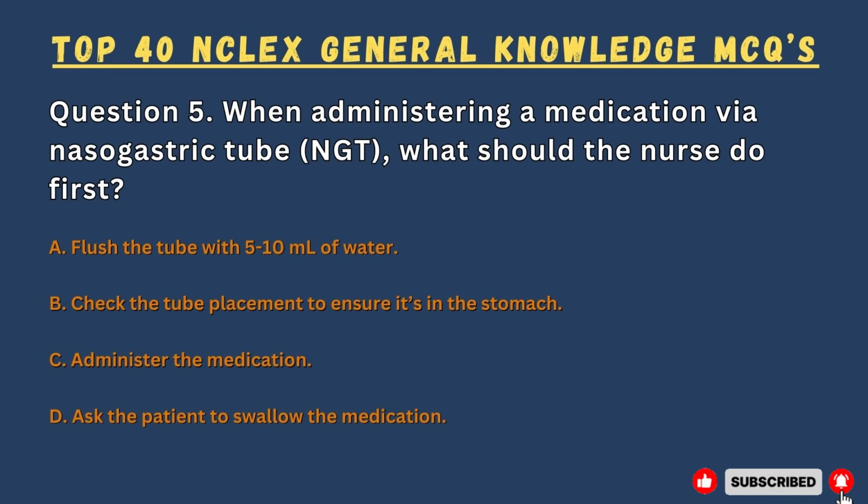Question 5. When administering a medication via nasogastric tube, NGT, what should the nurse do first? A. Flush the tube with 5 to 10 milliliters of water. B. Check the tube placement to ensure it's in the stomach. C. Administer the medication. D. Ask the patient to swallow the medication.